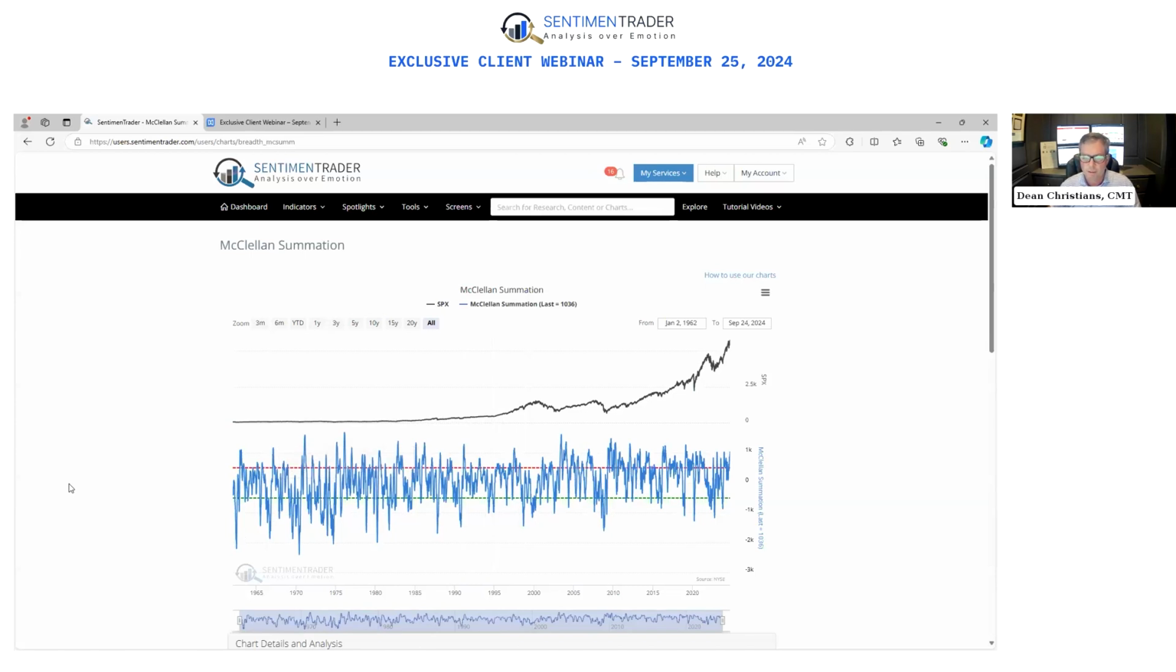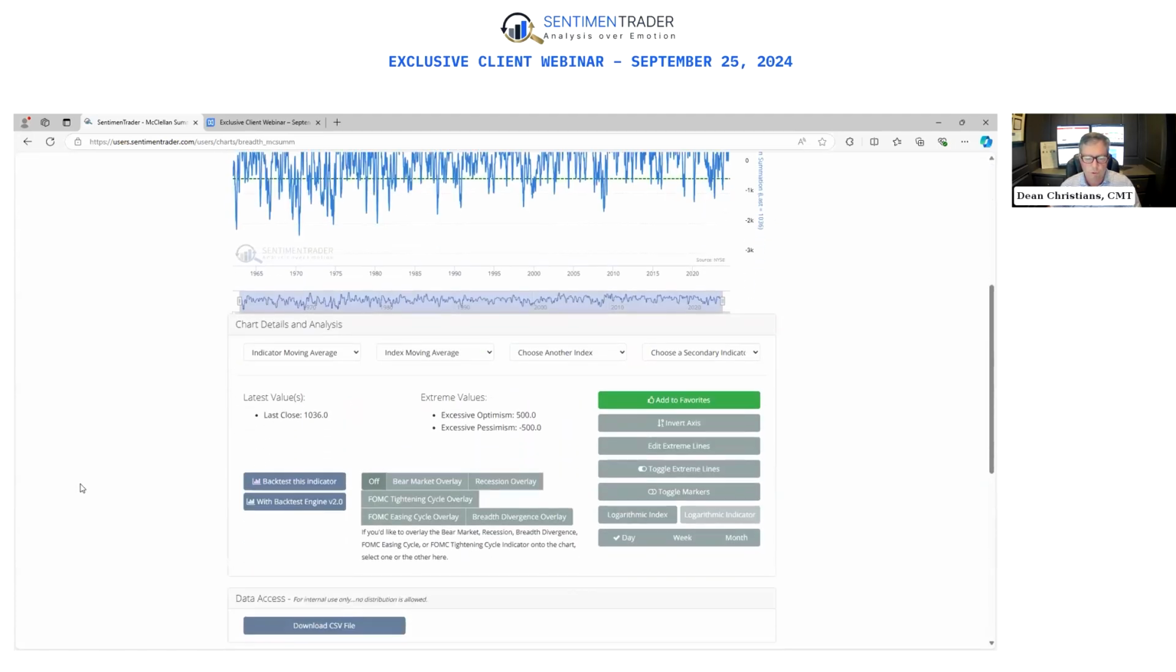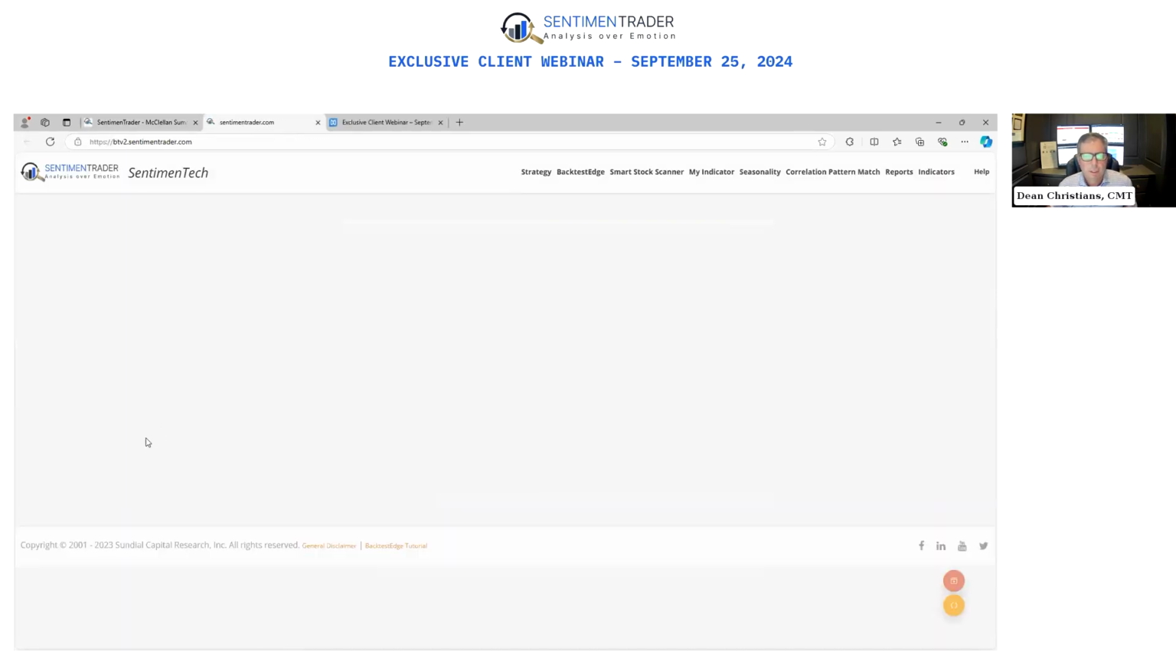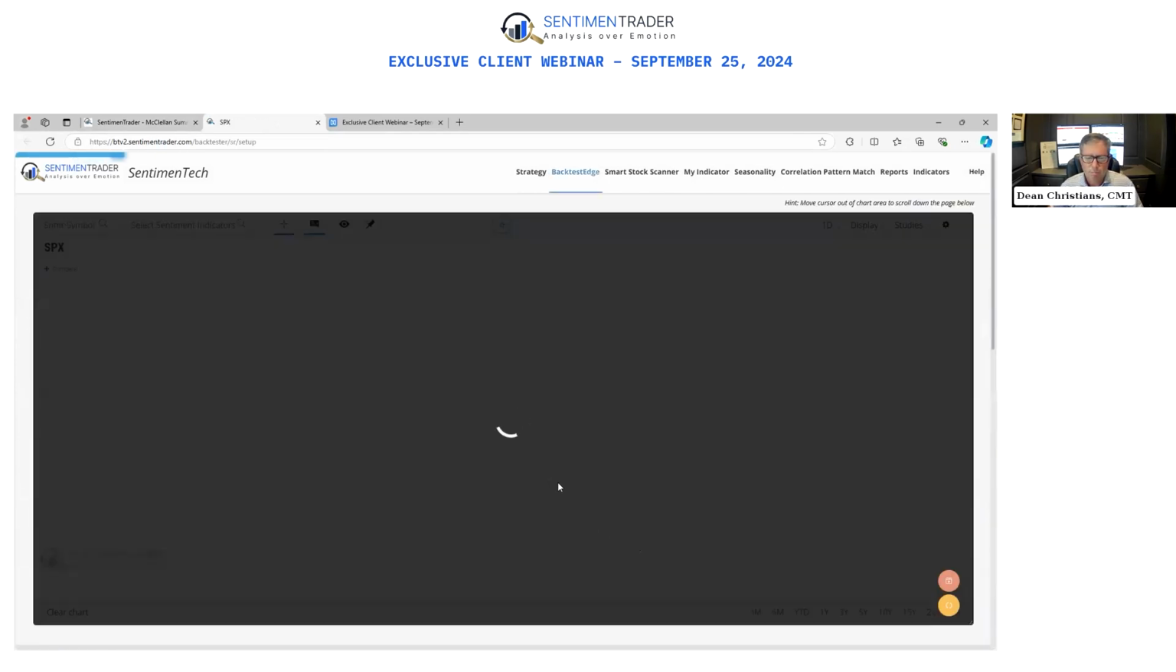All right, so how can we test that using one of our new tools in the Essentials plan? Well, if we scroll down, we can click BackTest Engine 2.0 and bring up the new BackTest engine. And again, what we have in here is a chart, and it just takes a few seconds to load. We provide a chart with the indicator plotted in there, as well as a setup in terms of how we want to test whether a cross above 1,000 is bullish or bearish for the market.